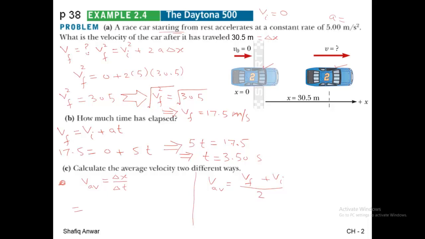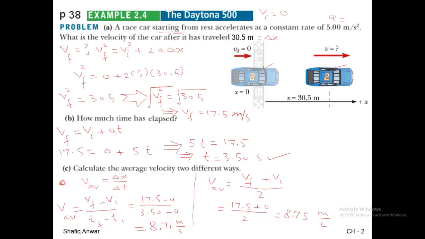So with this one you get V average equal to delta x, final minus initial. The final velocity is 17.5, initial is 0, divided by the time interval we just found, 3.50. So with this rule you get 8.71 meter per second. With the second rule, you have final 17.5 plus initial 0, over 2. So you get 8.75 meter per second, which are very close to each other.